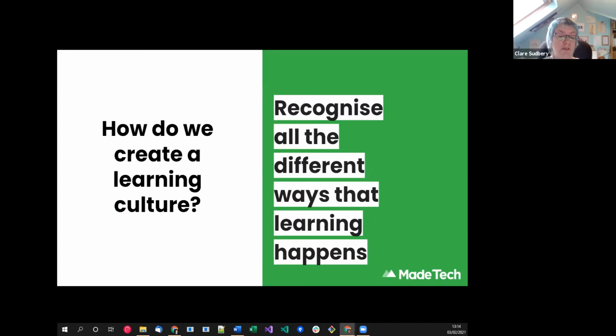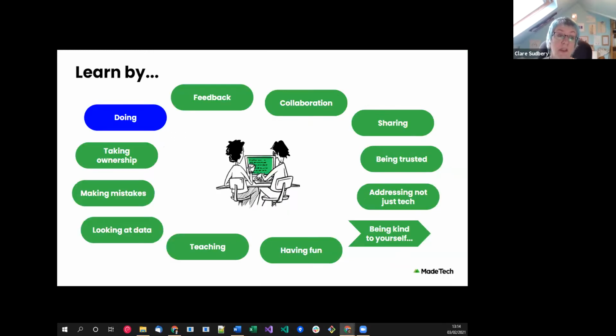So how do we create a learning culture? One of the really important parts about this is recognizing all of the different ways in which learning can and does happen. There are so many different ways in which we can learn, and there will be things that I've missed out, and this is already a long list. But one of my favorites is learning by doing. So you don't have to have extra learning resources, although I would recommend that you do, but simply by giving people stuff to do, they will learn.